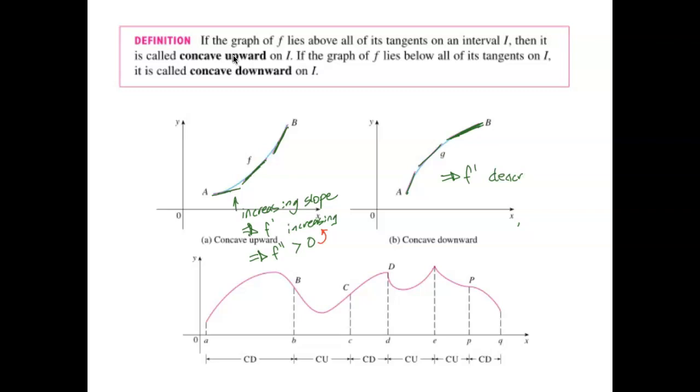Whoops, that's not how you spell that. So it's actually the second derivative that tells you about concavity. And so here you can see that the slopes are decreasing, right? They're getting flatter. So that means the derivative is decreasing. So that means that the second derivative should be negative. All right.